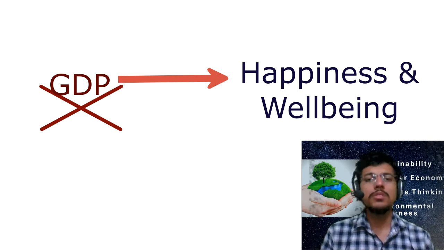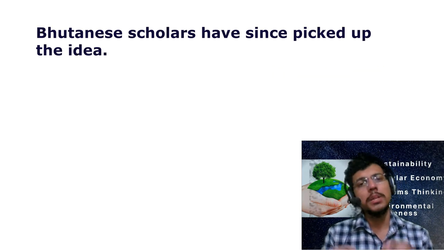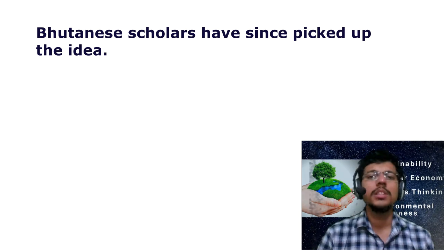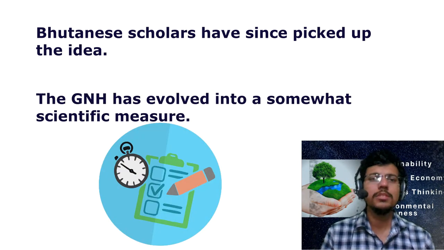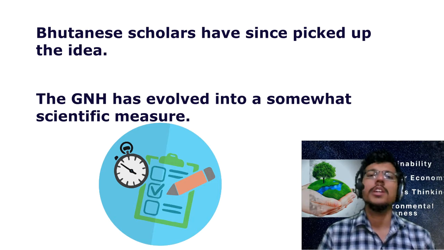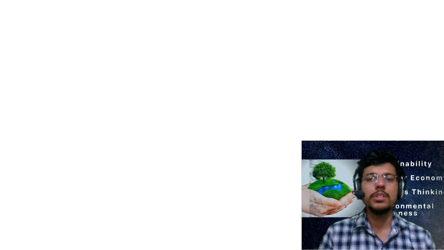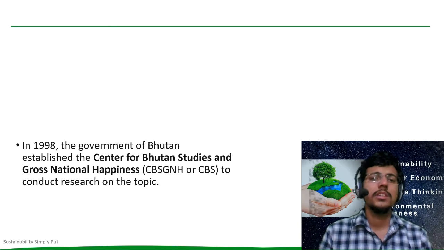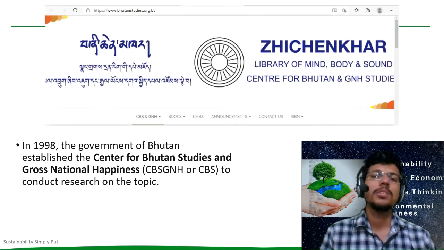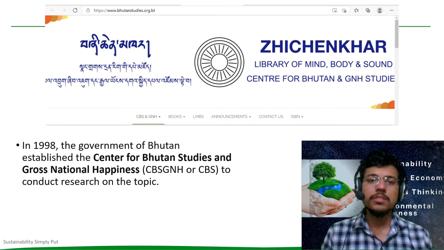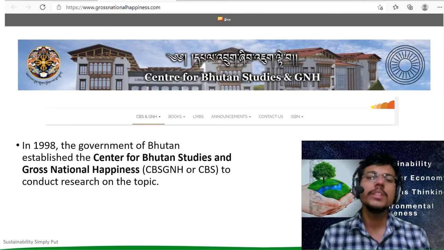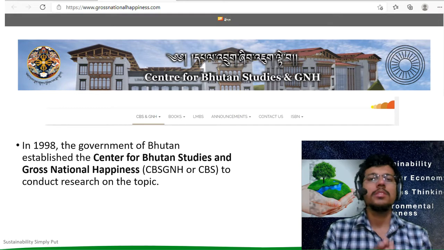It is not clear how seriously the King had thought through this new metric, but Bhutanese scholars have since picked up the idea and run with it. Gross national happiness has evolved into a somewhat scientific measure of the once isolated kingdom's economic and moral development. In 1998, the government of Bhutan established the Center for Bhutan Studies and Gross National Happiness, CBS GNH, or simply CBS, to conduct research on the topic.